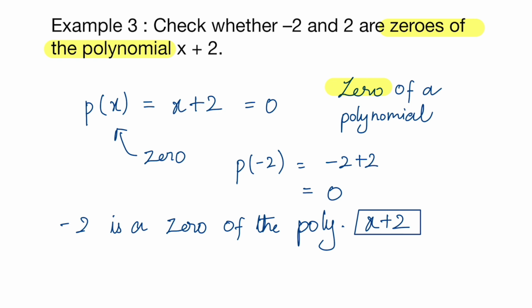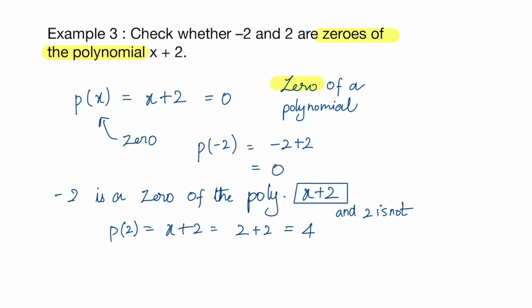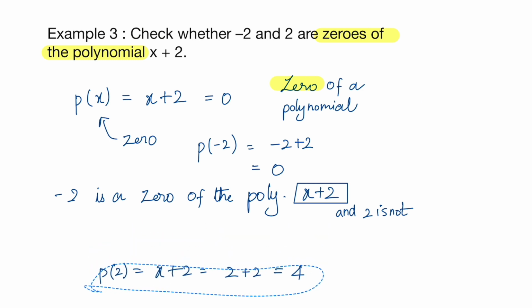Now we have to check for the other number, which is 2. So p of 2 is equal to x plus 2, that is equal to 2 plus 2, that gives you 4. Now 4 is not equal to 0, so this is not a zero of this polynomial, and plus 2 is not. So minus 2 is a 0 of the polynomial, but plus 2 is not a 0 of this polynomial. This is quite simple, there is nothing to get confused here.